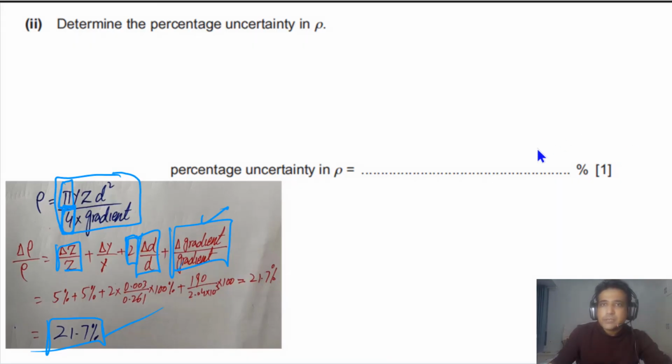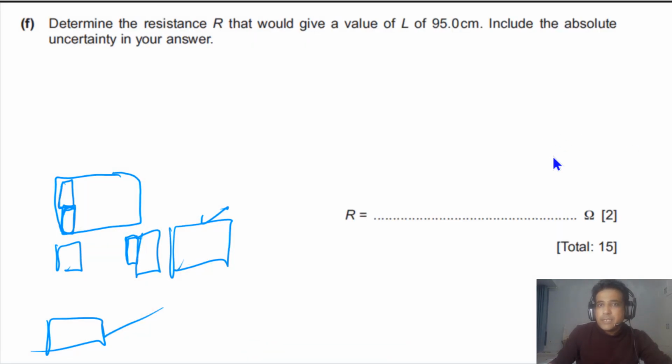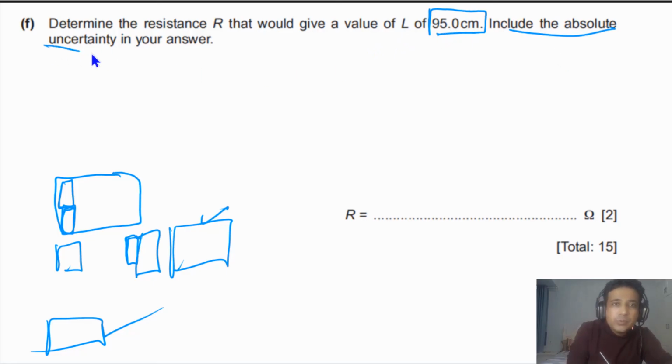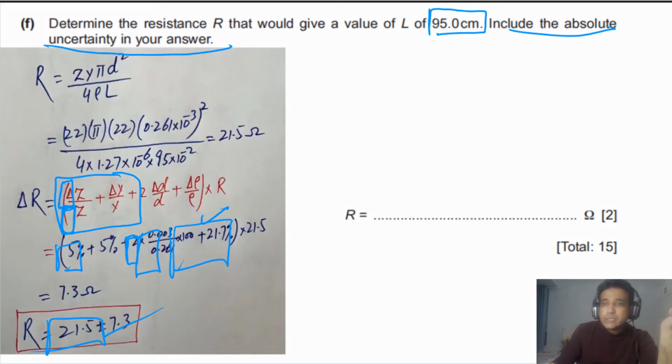For the next part, the question is you need to determine the resistance that would give a value of L that is equal to this one. Determine resistance R that would give a value of L of 95.0 centimeters. And also we need to include the absolute uncertainty in your answer. And so for this purpose, again, we have to go back to part A. In part A, most of the time you have to go back to the basic equation, and from that you can find the value of resistance or any other quantity they ask you to calculate in the exam. So in this case, we have to calculate the value of R if L is equal to this.